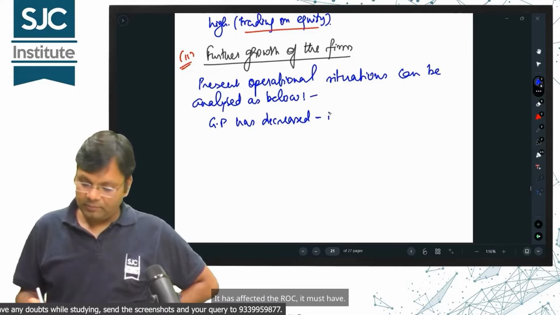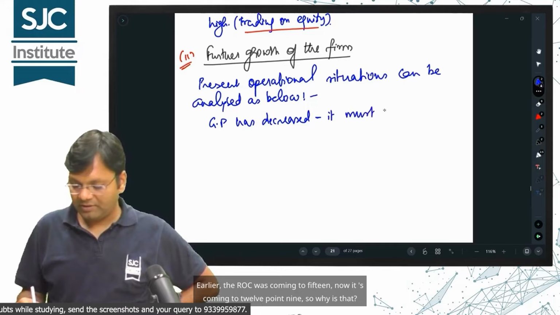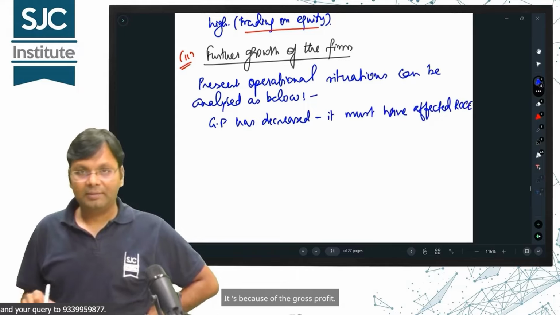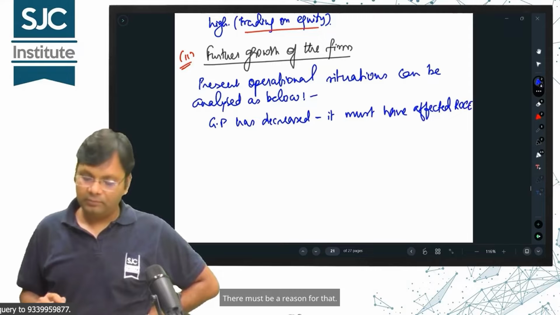It must have. Earlier, the ROC was coming to 15. Now it's coming to 12.9. So why is that? It's because of the gross profit. There must be a reason for that.